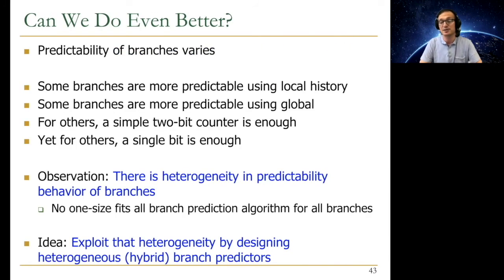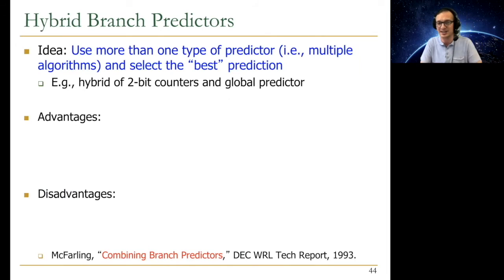So this brings us to the idea of heterogeneous or hybrid branch predictors. Whenever you have two different types of behavior, and you cannot design a single mechanism that's one size fits all to many different types of behavior, at least two different types, then you may want to consider making things hybrid or heterogeneous. Heterogeneity is always useful to fit different types of behavior. One size fits all usually doesn't work in those cases. And the high-level idea is using hybrid branch predictors: we want to use more than one type of predictor, multiple different algorithms, to select the best prediction.